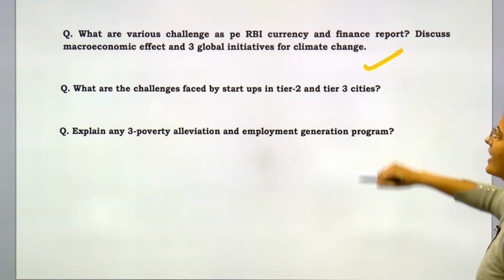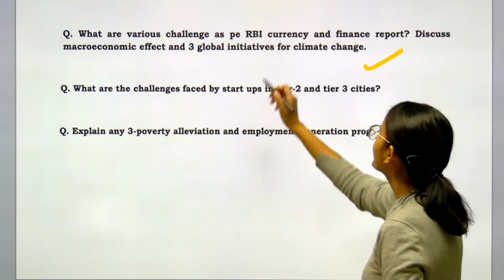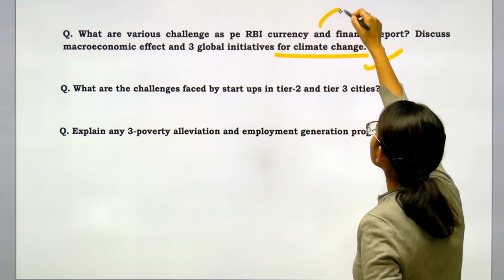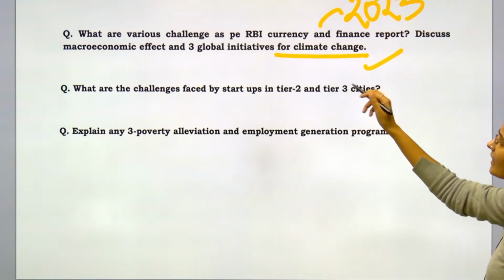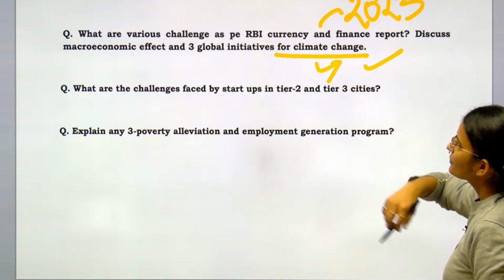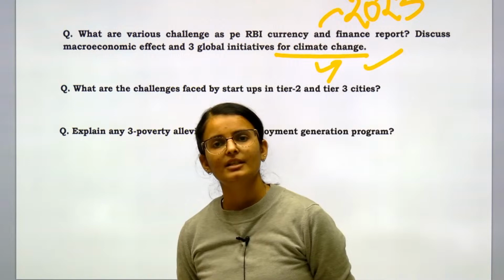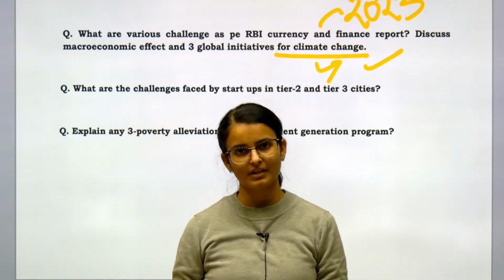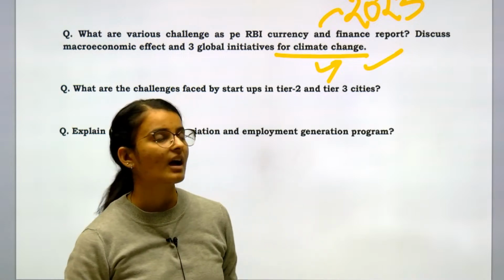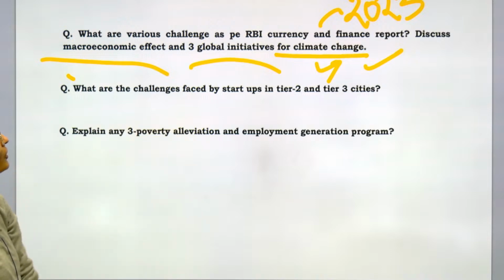What are the various challenges as per the RBI Currency and Finance report, and discuss the macroeconomic effect and 3 global initiatives for climate change. This was asked in 2023. Okay. So see, they are taking the climate issues from the RBI Currency and Finance report. So you have to read the report of the RBI, and they have also talked about the climate. So RBI was also focusing on climate issues. That's why they have asked you this also: 3 initiatives for climate change and what will be the macroeconomic effect.